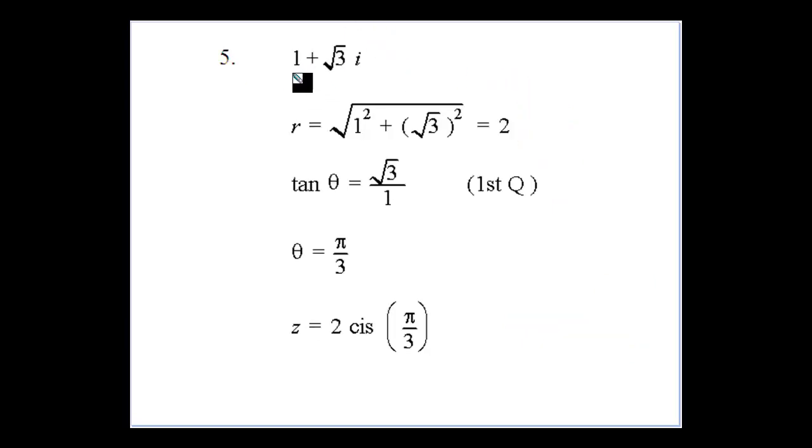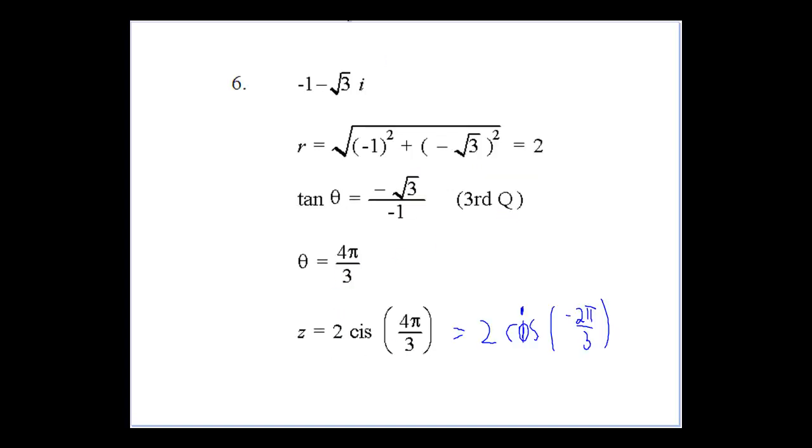Question 5, 1 plus root 3i. So again, square root of 1 squared plus root 3 all squared. That gives us 2. And inverse tan of root 3 on 1. We're in the first quadrant, so it's just going to be that principal argument, which is pi on 3. So 2 cis pi on 3.